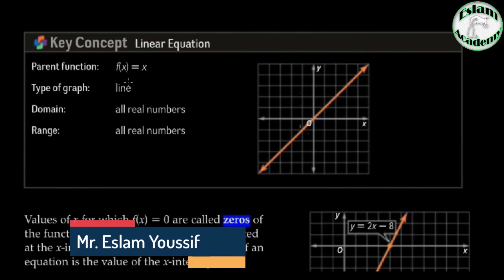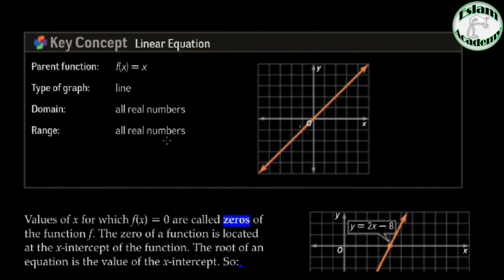The parent function defined by f of x equals x is represented graphically as a line, and the domain is all real numbers. The range is all of the real numbers.